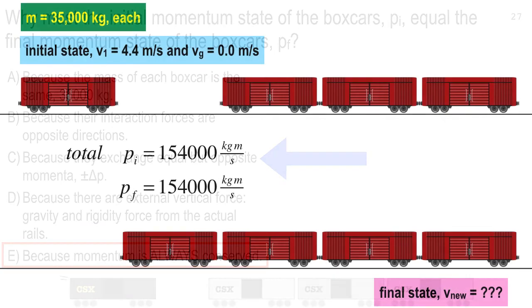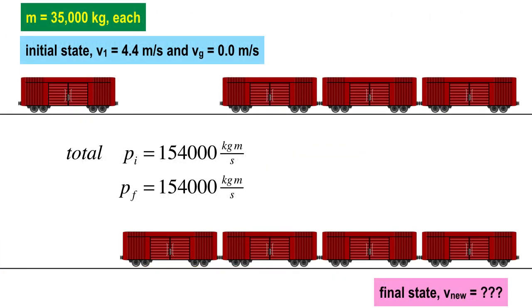Now, let's keep going. So afterwards, P subscript F, that's the final momentum, still has to be 154,000 kilogram meters per second. Nothing's changed there. And we're assuming there's no friction on the rail, which is pretty good. Steel rails and steel wheels are pretty low friction. So we'll just call it 154,000 kilogram meters per second. Now, the reason we can say that, just to reinforce, is by conservation of momentum. That goes from P_I to P_F.